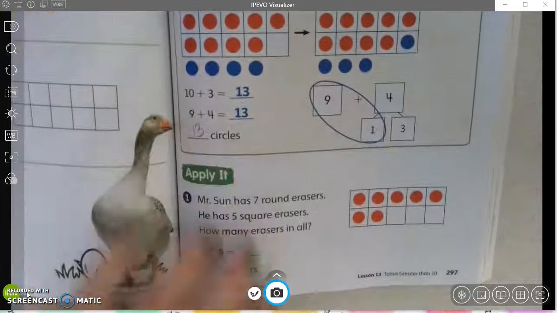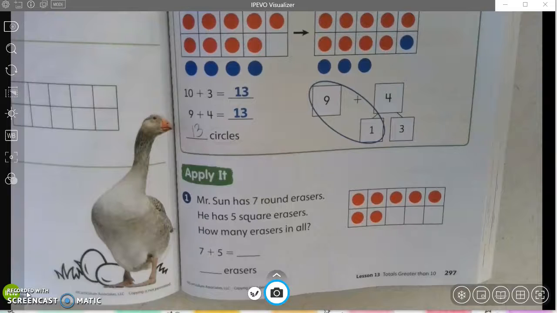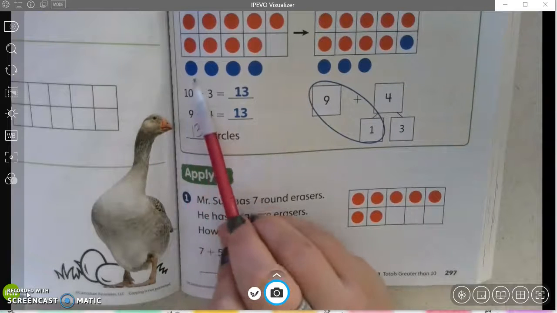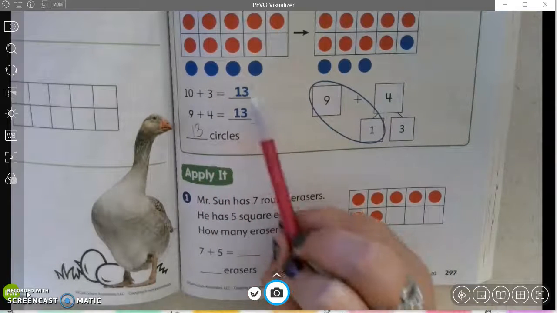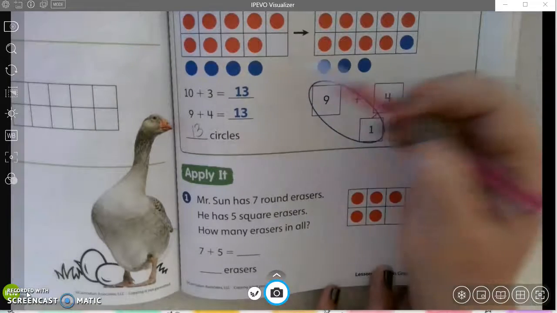All right, let's look at the first problem. Mr. Sun has 7 round erasers. He has 5 square erasers. How many erasers in all? So I'm going to walk you through this first one, okay? He has 7 round erasers. They've already done the 7 round erasers. Now, I'm not going to do the 5 and then put it in the 10 frame. I'm just going to draw it in the 10 frame because that part seems silly.